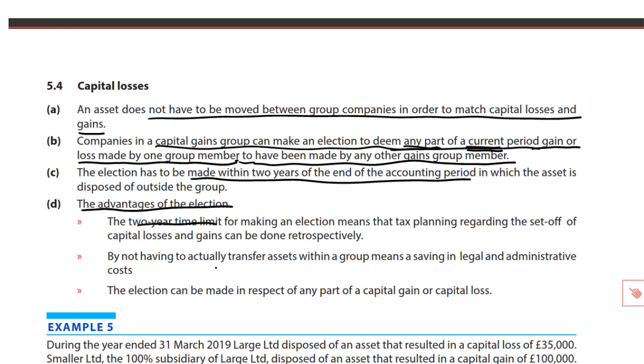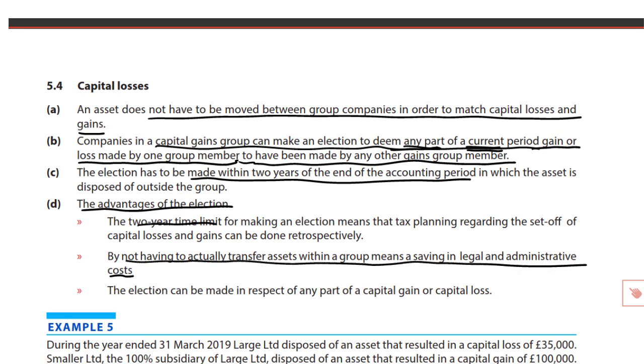Got a 2-year time limit, so as we said, you don't therefore have to think at the time when a gains group member is selling an asset, is this the company that I really want this capital gain or this capital loss to be within? Because we can allow any of our gains group members to sell, crystallise any gains or losses, because up to 2 years after the end of that period, we can move those gains or losses around at will. So we don't actually have to move the ownership of the asset. We are simply able to move the gain or loss for tax purposes at that later date in relation to any given accounting period.